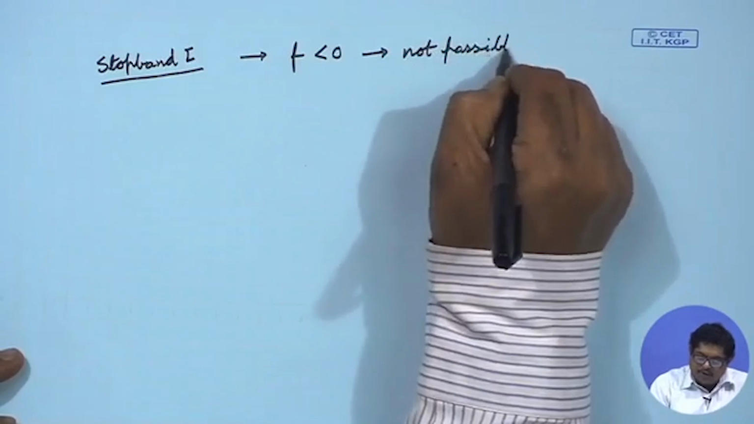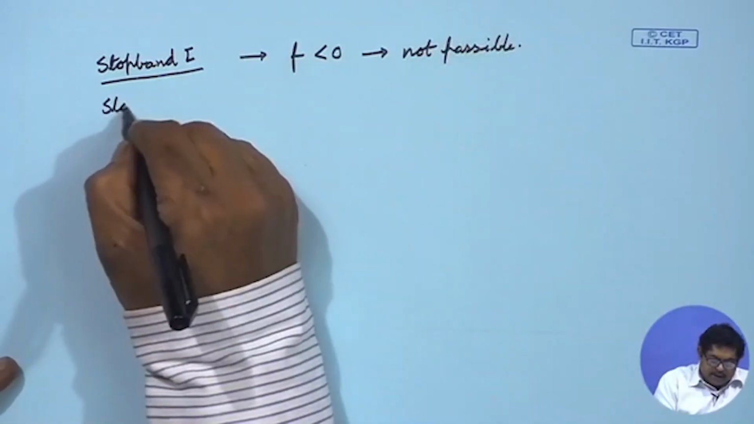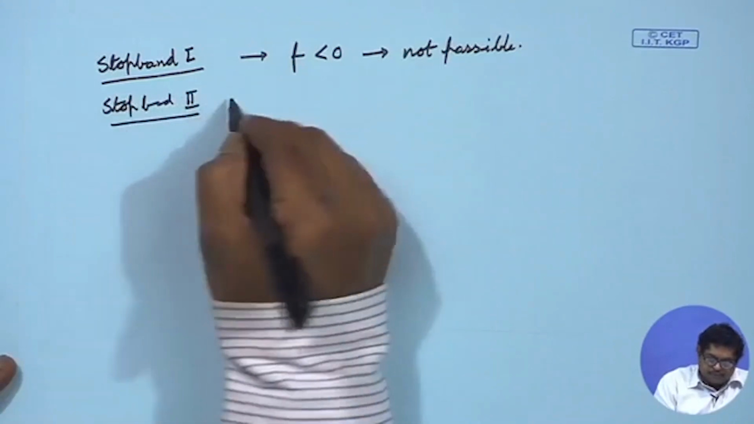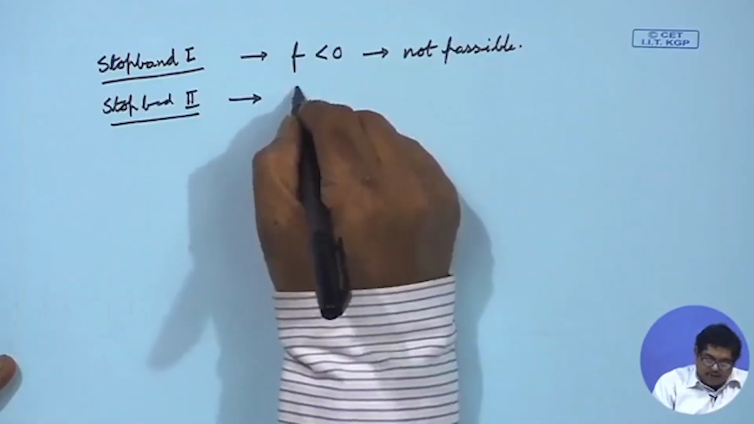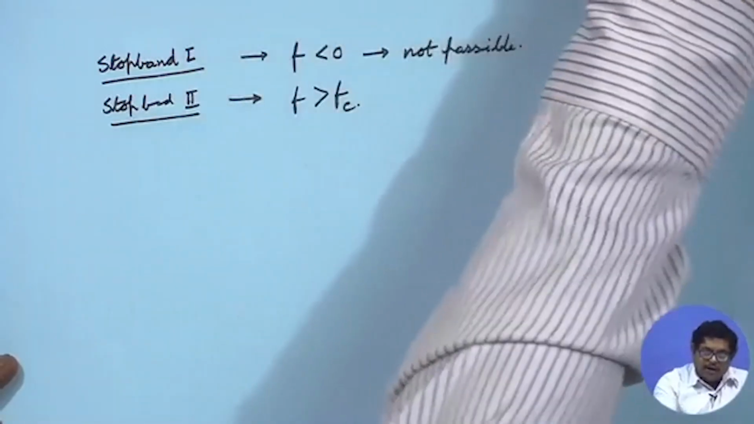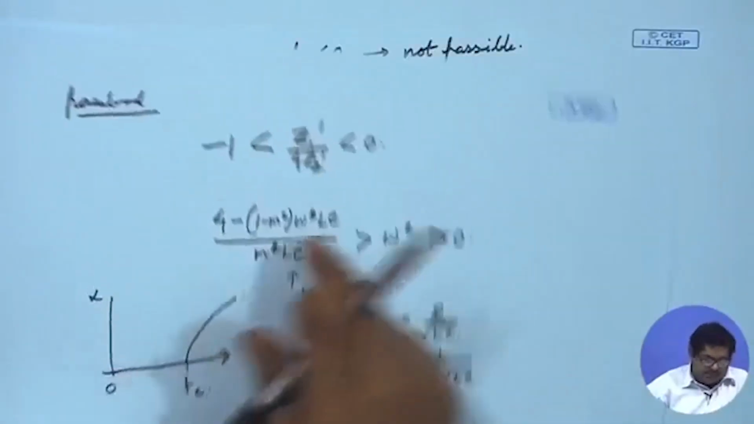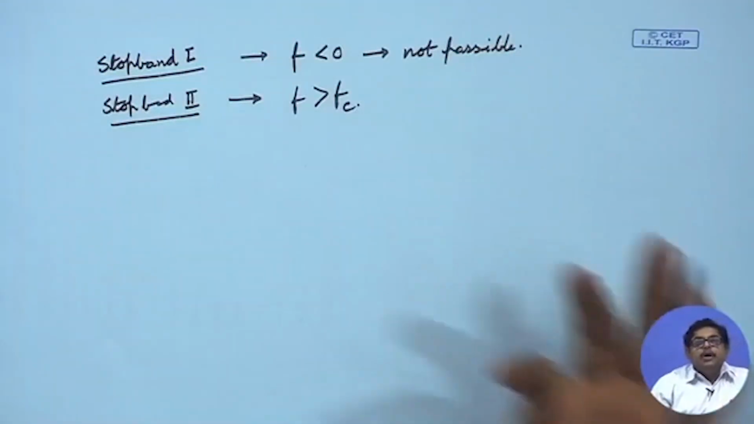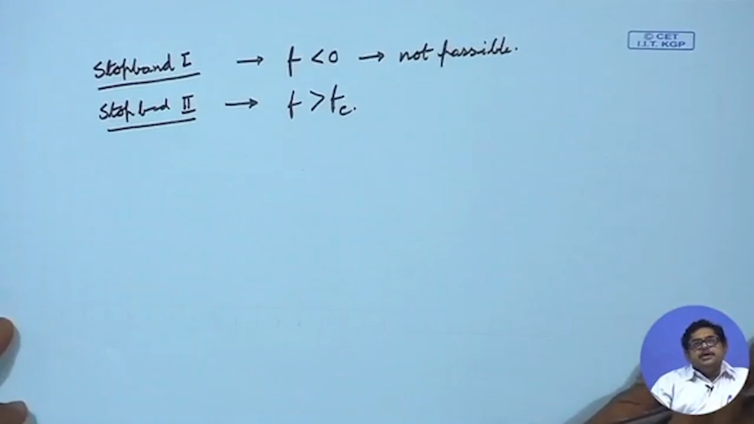So, we did not bother about this stop band, and the stop band 2, that will be when f is greater than f c, obvious, that is why I have drawn like this, knowing that f c will be like this. Now, what have we gained in the m-derived section?